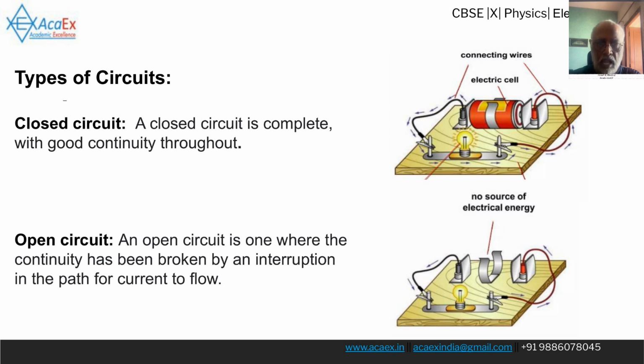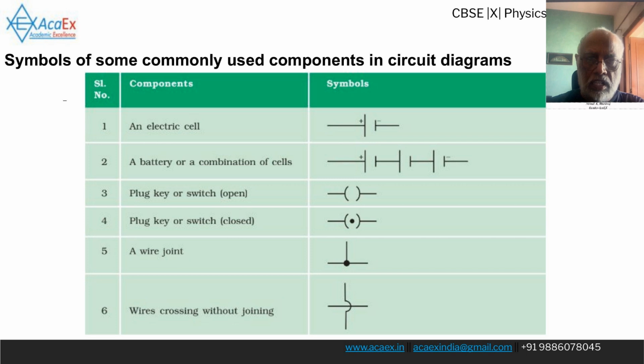Open circuit. An open circuit is one where the path has been interrupted, breaking the flow of current. The image shows a circuit where the source of electrical energy has been removed, so the light bulb is off. This slide shows the symbols for some commonly used components in circuit diagrams.